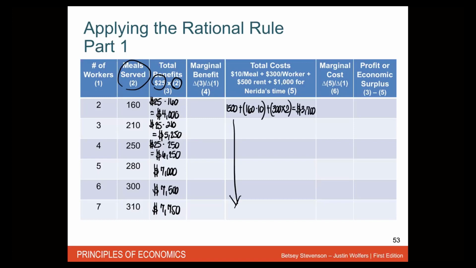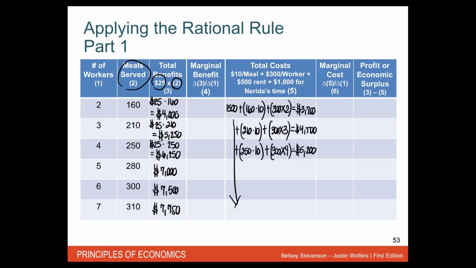Now for 3 workers, you do the same thing, but now we have 210 meals at $10 each, and then we add the 300 times the 3 workers, so our total cost is 4,500. And now for our 4th worker, we multiply the number of meals, which is 250, with the cost of the meal, plus 300 times how many workers? 4. And that gives us 5,200 for our total cost.